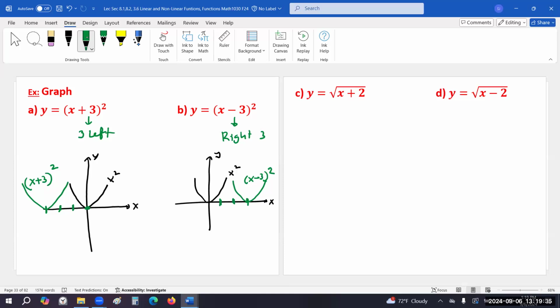But this time, what is your original function? For this example, what's the original function here? You can see clearly this is square root. So the original one is square root of x. That square root of x, we are shifting left or right.